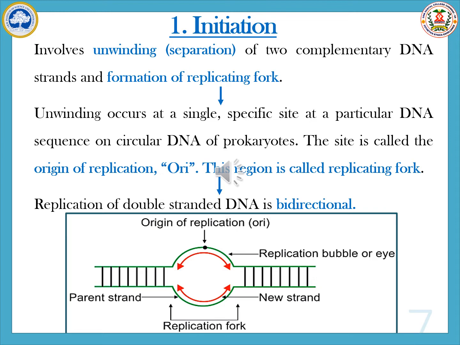This bubble formation occurs at a specific site, at particular DNA sequences. That site is called the origin of replication. In the circular DNA, because the prokaryotes consist of circular DNA, there will be particular DNA sequences at a specific site, called the origin of replication, where the replication fork occurs. During the replication process, the DNA is synthesized in both ways, so it is said to be bidirectional. It is denoted by red color arrow marks in the picture.